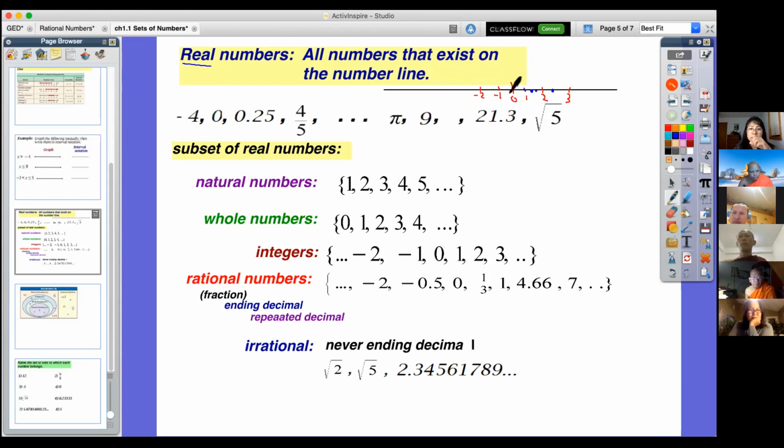So all of these real numbers we give a name. We call them natural numbers, whole numbers, integers, rational, and then we talk about irrational. So there are 5 subsets. What does a natural number look like? It's 1, 2, 3, 4, 5, and so on. Those are natural numbers. Whole numbers are the natural numbers plus 0. So you take the natural numbers and just add 0 to it.